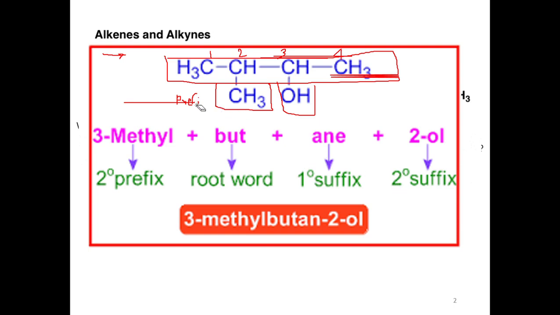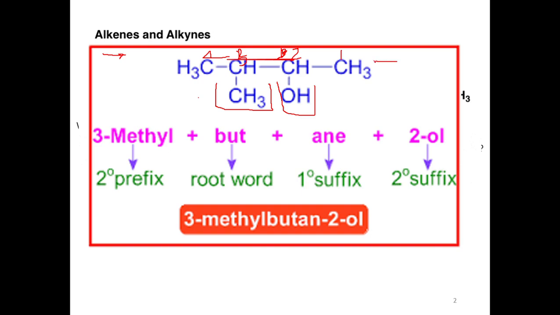But we can see here, if I give numbering from right to left, this will become 1, this is 2, this is 3, then it will become 4. So at carbon number 2 we have the OH group, the highest priority functional group. That means we have to consider this numbering from right to left.